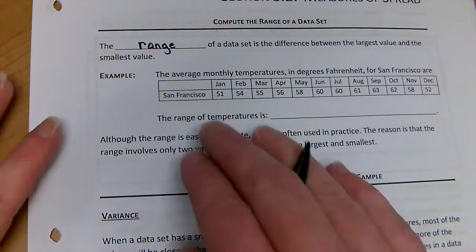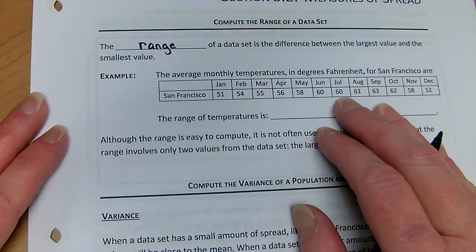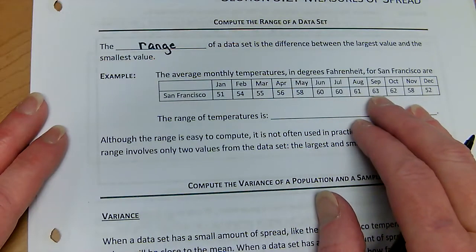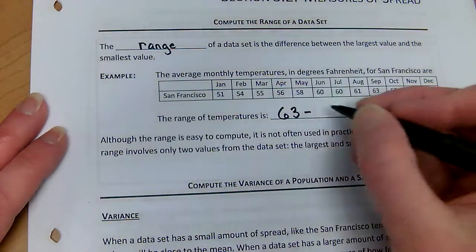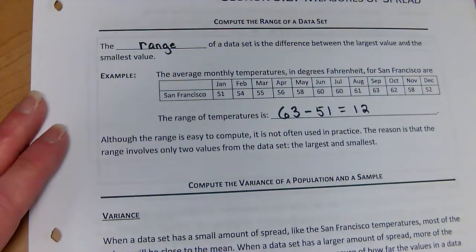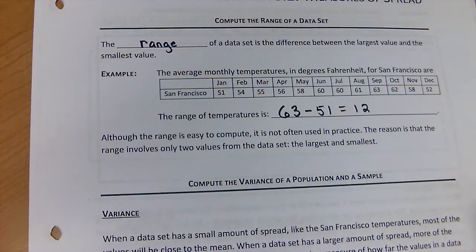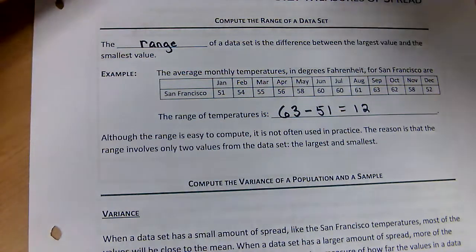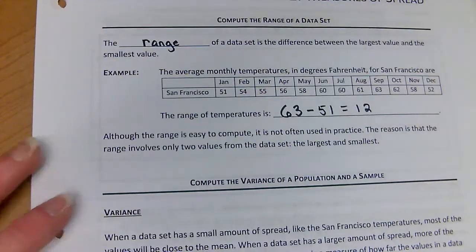So if we had the average monthly temperatures for San Francisco, we would find the largest value, which is 63, minus the smallest value, which is 51. And so our range is 12. Well, range is easy to compute, but it's not often used. The reason is that it really only looks at this big wide spread. Sometimes we want to be a little bit more detailed. So there's several other ways we can talk about the spread of the data.